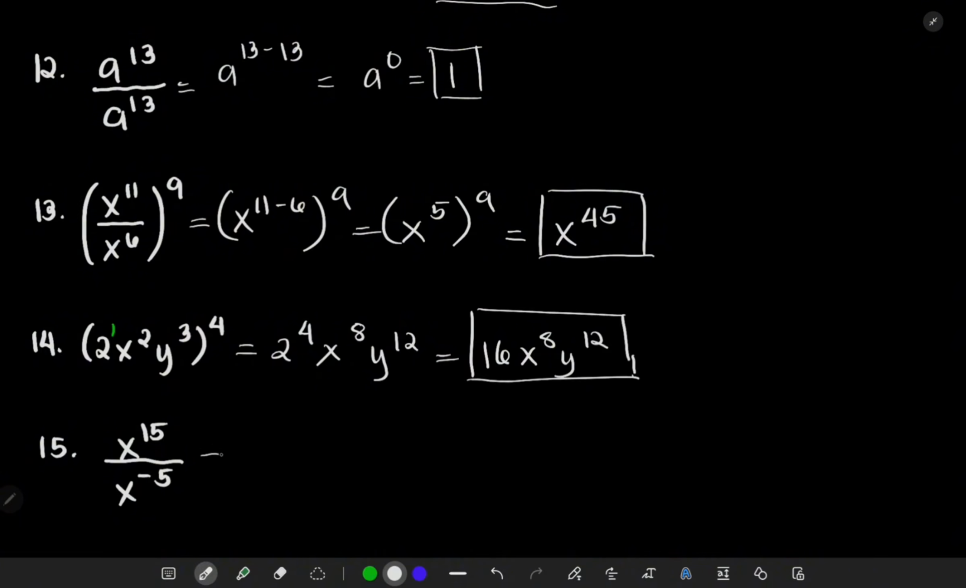And then for our last example, so let's apply here the quotient rule. So copy natin yung base, then subtract the exponent. So that is equal to x raised to 15. So magkatabi yung negative sign, so magiging positive. And 15 plus 5 is 20.